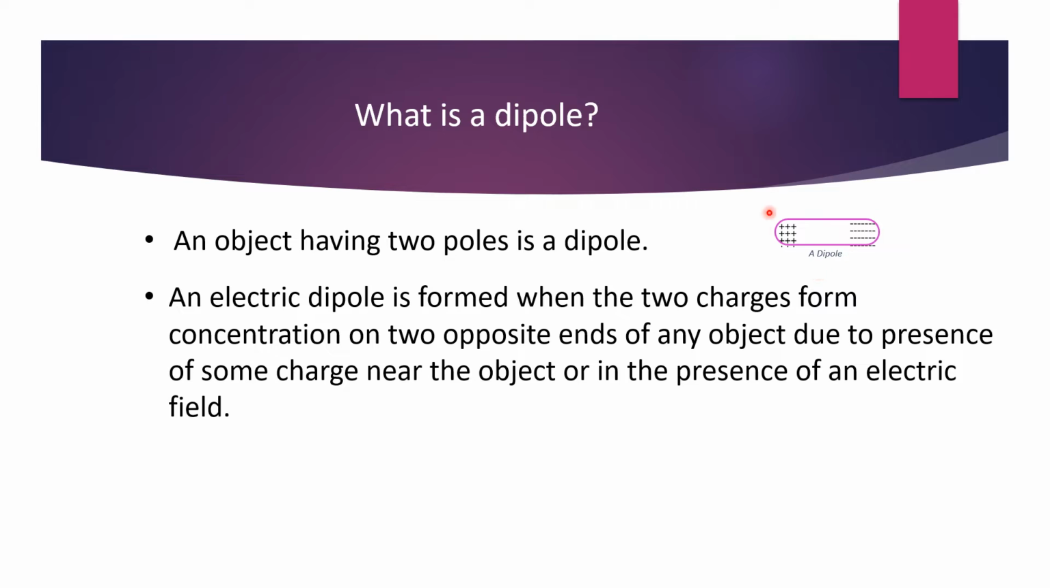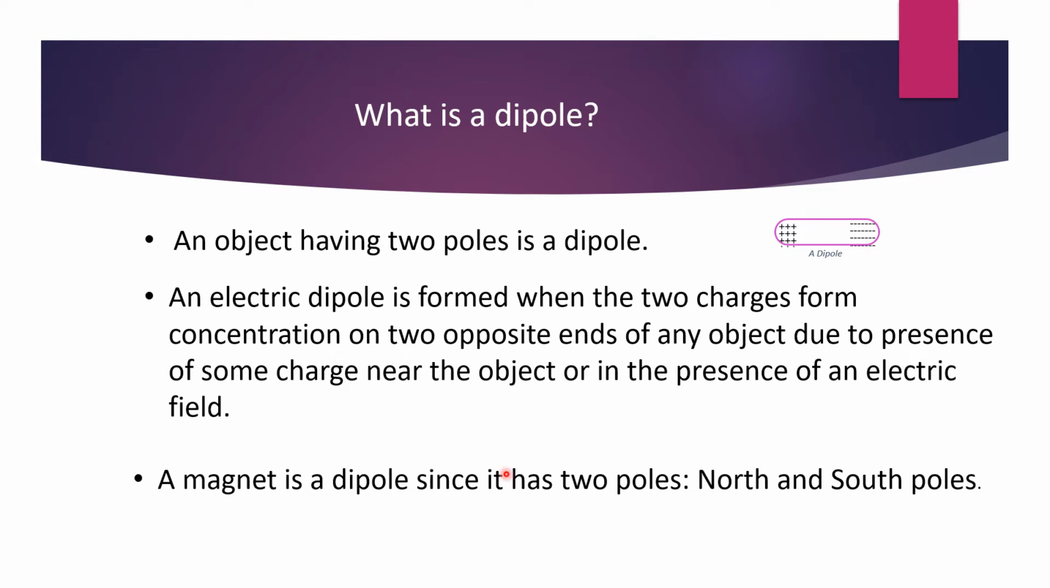Now here I have tried to show a dipole. This is an object which has concentration of positive charges on one end and the concentration of negative charges on the other end. A dipole is somewhat an object looking like this. A magnet is a dipole since it has two poles, north and south poles.